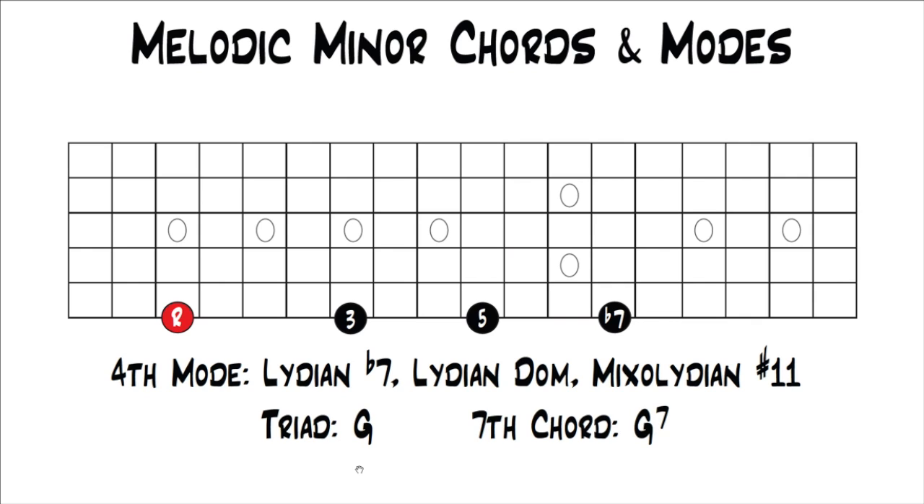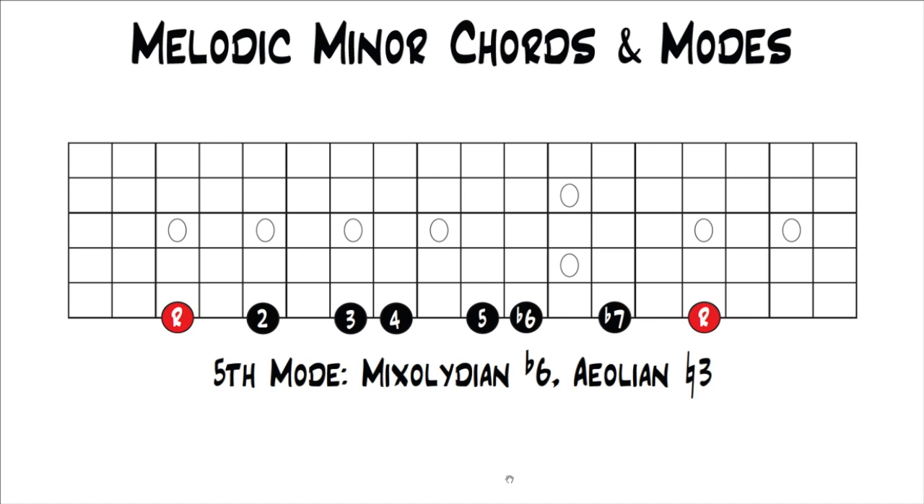And the chords that are built from it, the triad is just a regular major triad, and the 7th chord is a dominant chord. So in G, that would be a G major for the triad, or the 7th chord would be a G7. The next mode, the 5th mode, is a Mixolydian flat 6, or also known as an Aeolian natural 3. Those are common names for it.